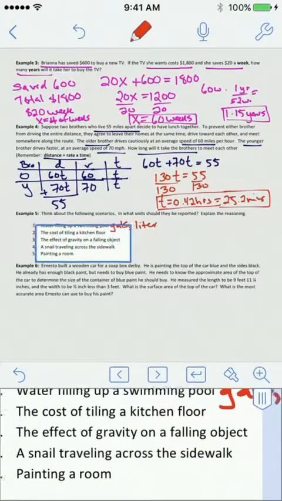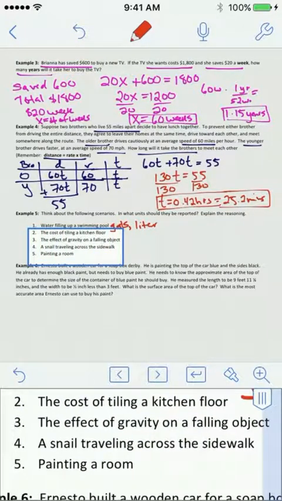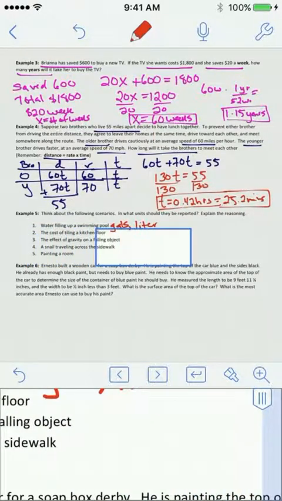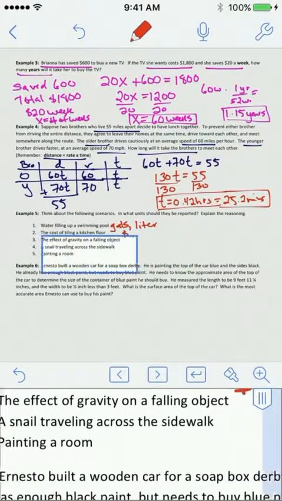Okay, cool. Let's do number 2. The cost of tiling a kitchen floor. The cost, okay, probably not going to be in cents, and probably not in millions. If it is, then my goodness, what kind of tile are you putting in your floor? Let's just say dollars. Dollars is probably a good one for that, right?